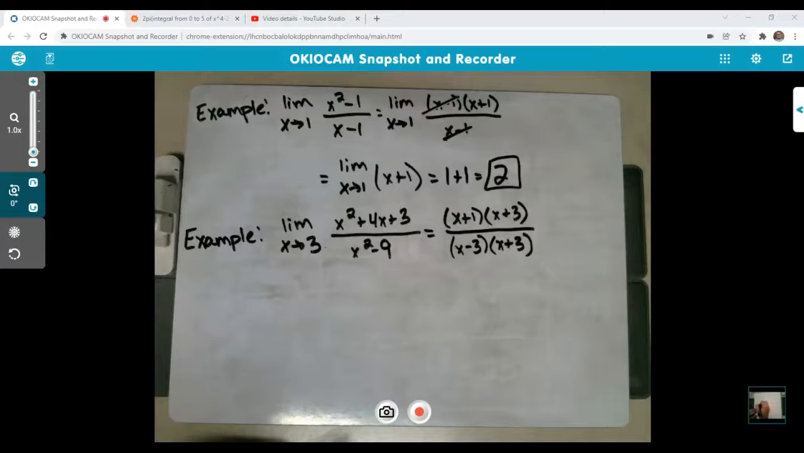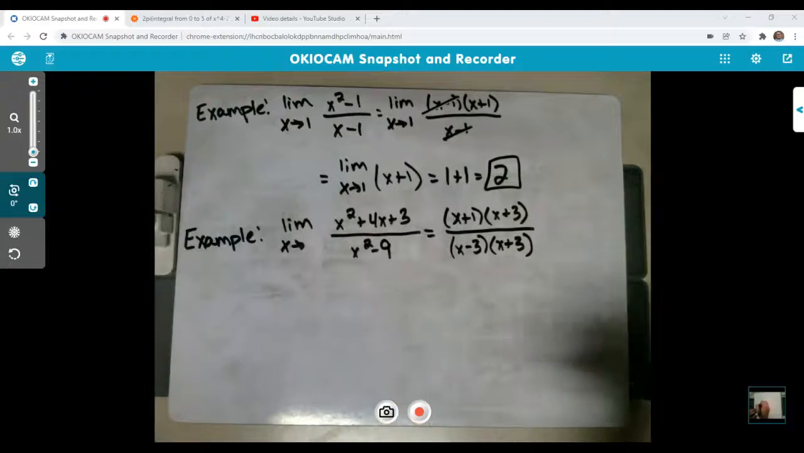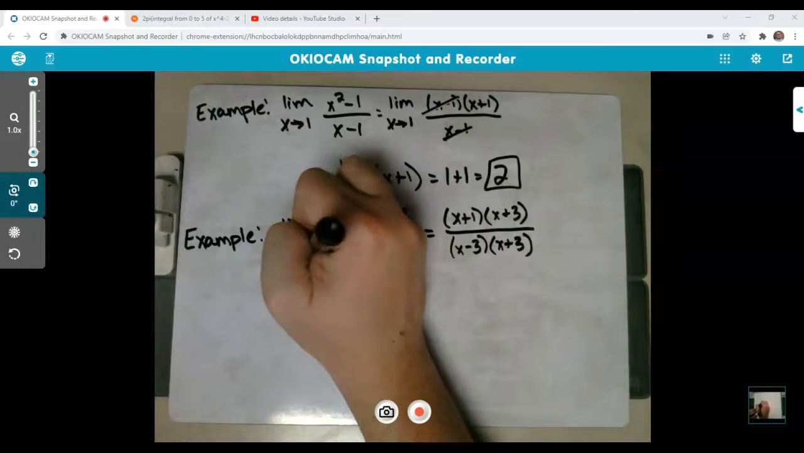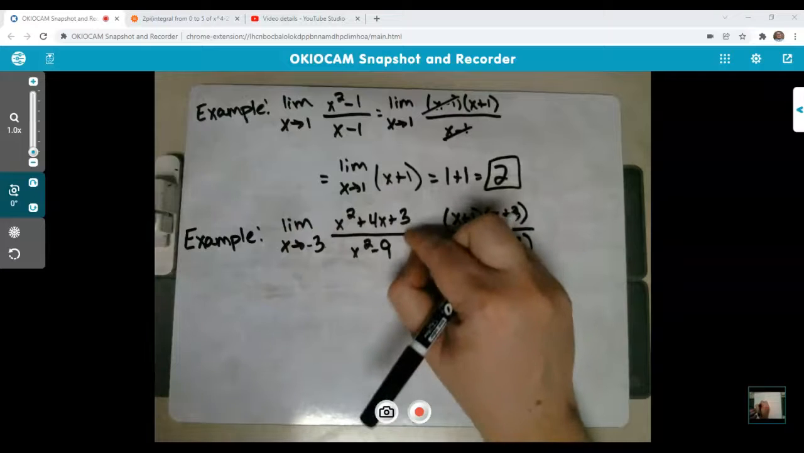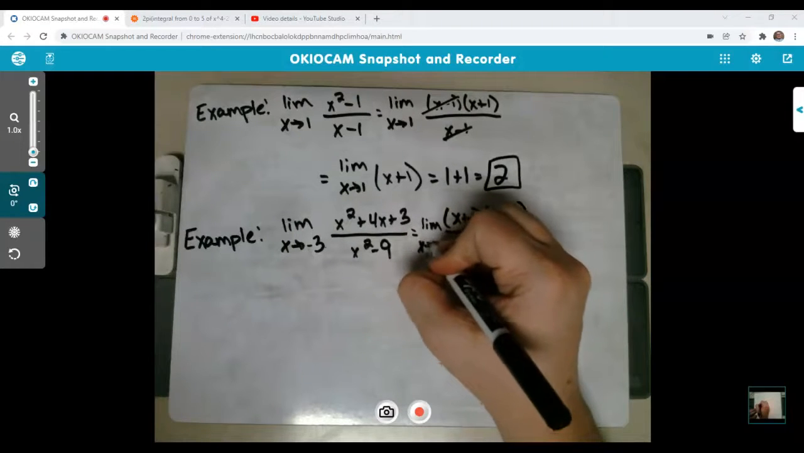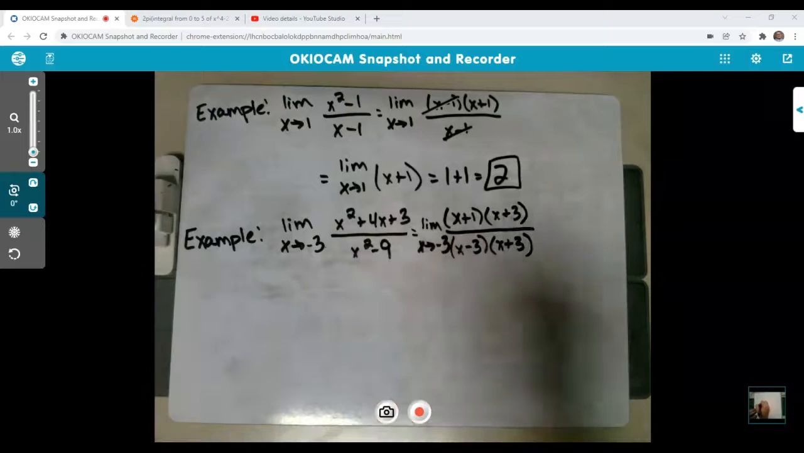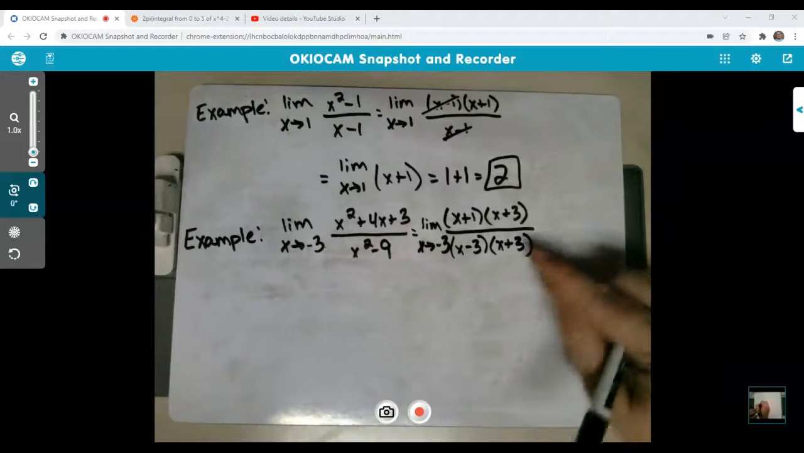So in looking at that, I can now see this is supposed to be the limit as x goes to negative 3. Sorry, negative 3. My apologies. And I forgot to write the limit over here. Negative 3. Make sure you change that to negative 3. So sorry about that. Okay, continuing on.